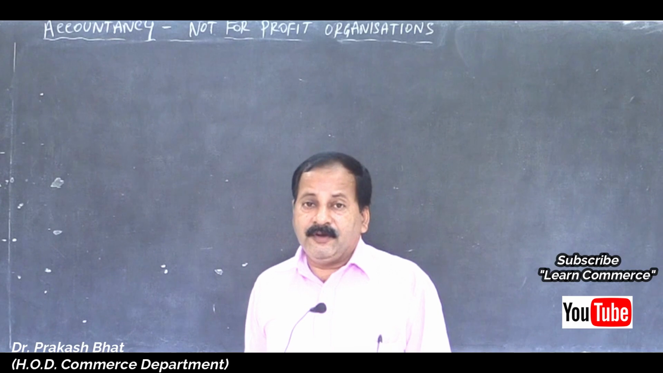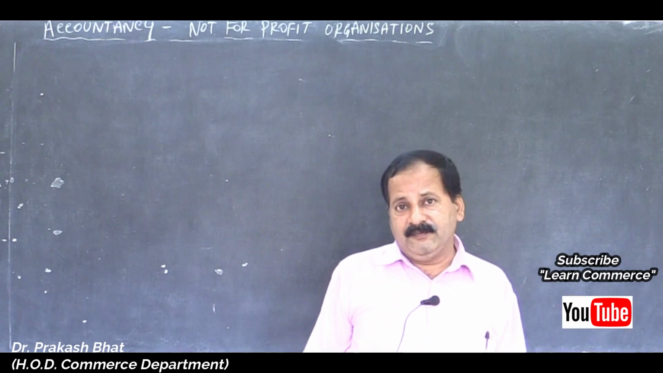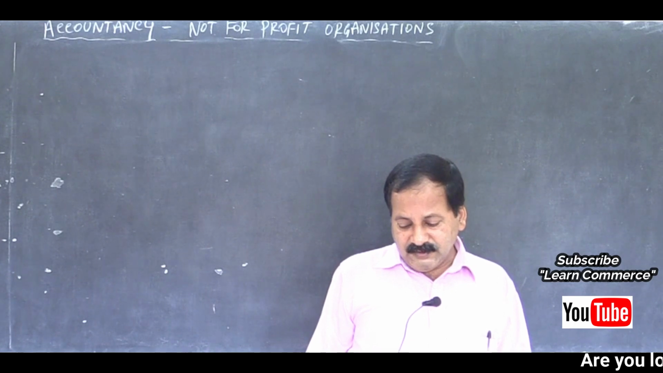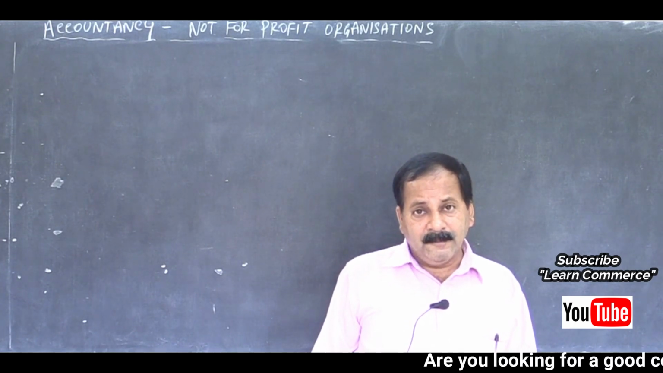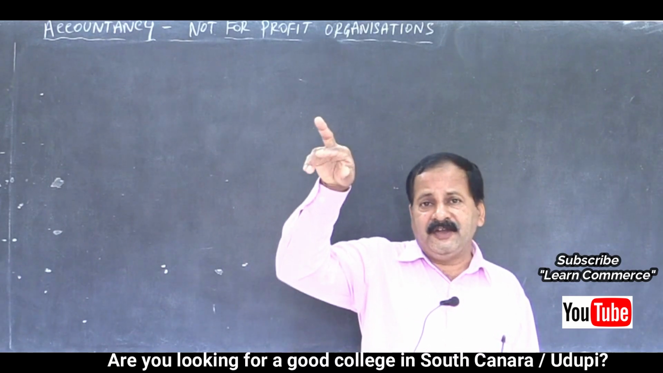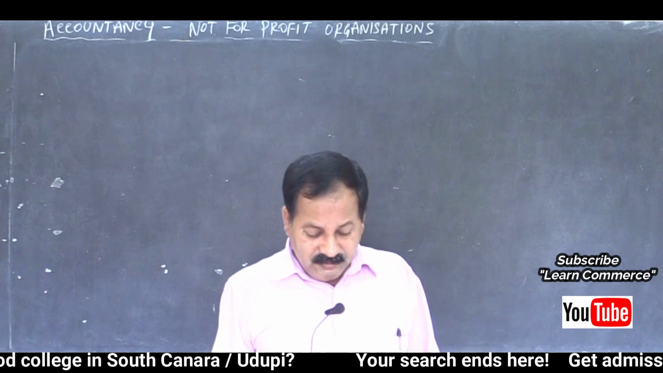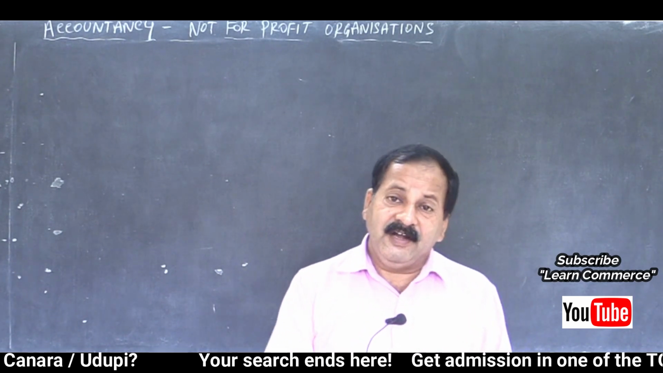Capitalize 50% of donations. I already told you 50% capitalized means 50% revenue. So that is donations, 50% should be shown on the income side and 50% should be added to capital fund on the liability side of the balance sheet. Is it clear now? Yes. Now let us solve the problem.